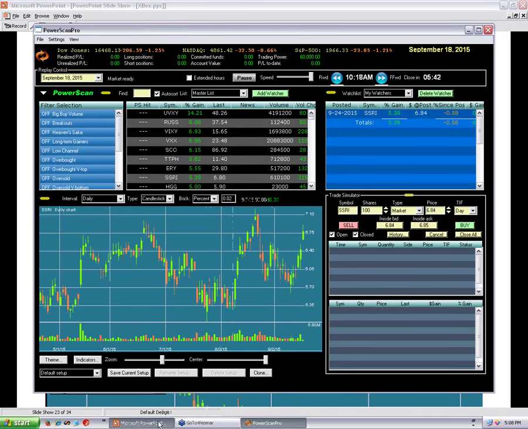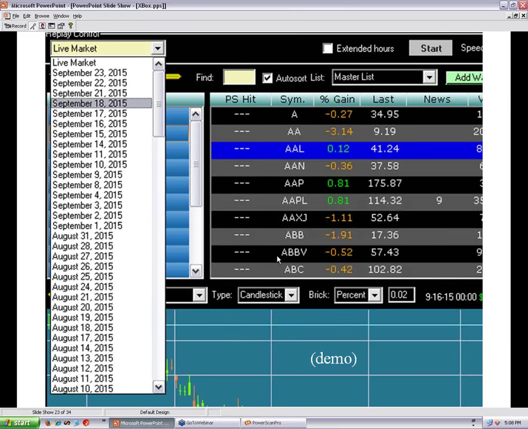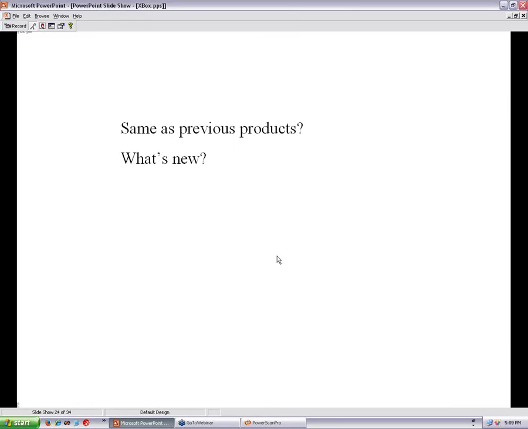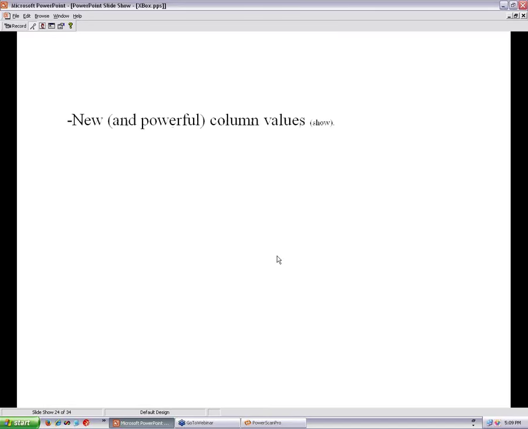But one thing I wanted to point out, let's go back to my little show here. The obvious reaction is, isn't this the same as previous products? What is so new about this? Well, yeah, obviously a lot of stuff has been borrowed from previous products, but the best tools of the previous products are all put into one. But there are some new items.